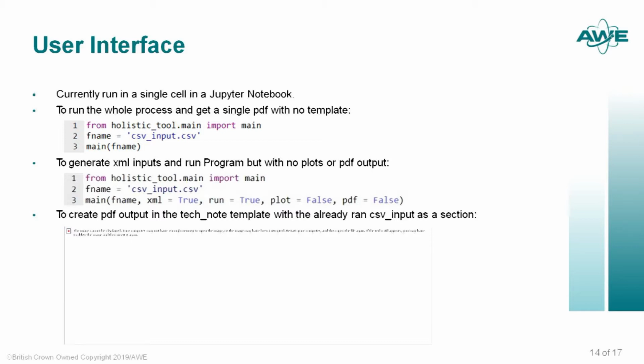Alternatively, you could do it vice versa. So if you've already run it once and you don't want to do it again, you could just turn XML and run to false and then only remake the plots and the PDF. And the bottom bit is just showing how you would then combine pre-rendered sections and turn them into a full report with a given template.